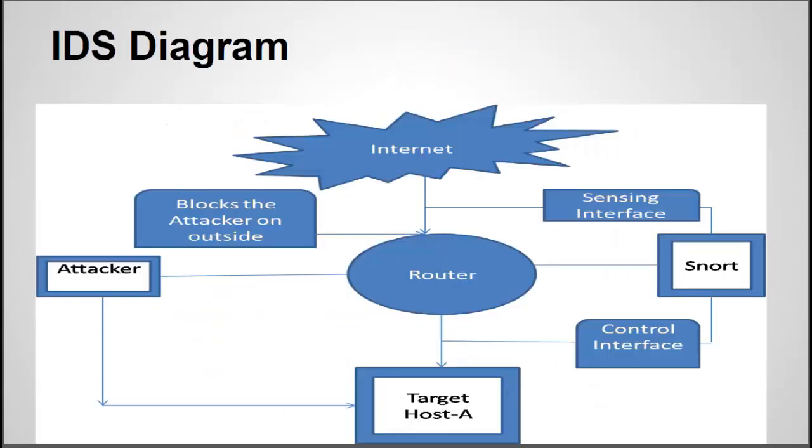Now, this is an ideal diagram of how an IDS should be placed. You see Snort here usually has two interfaces, a sensing interface and a control interface.